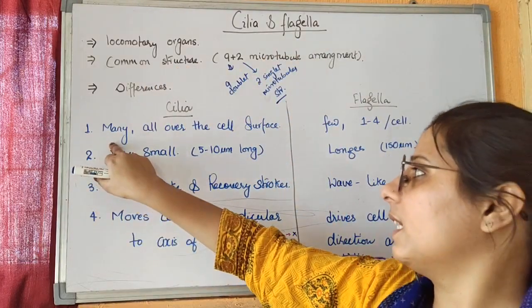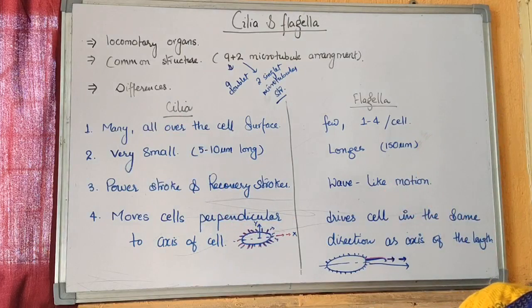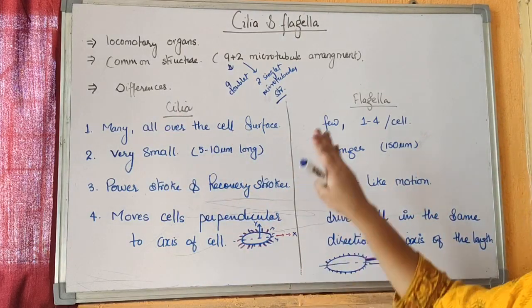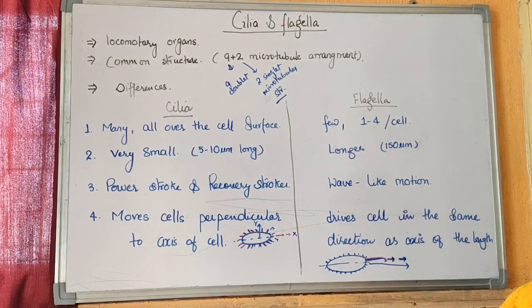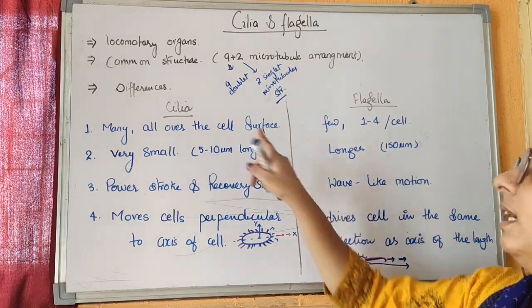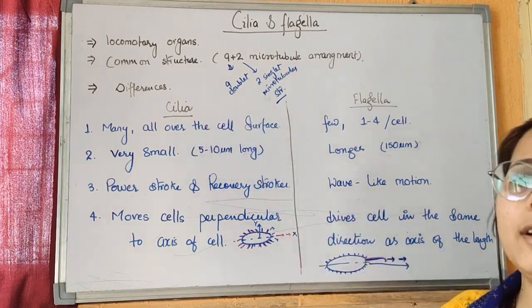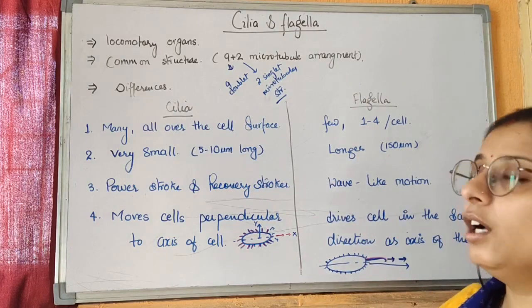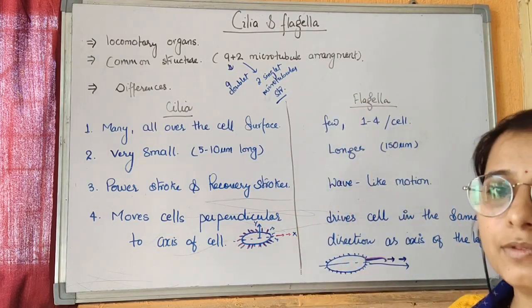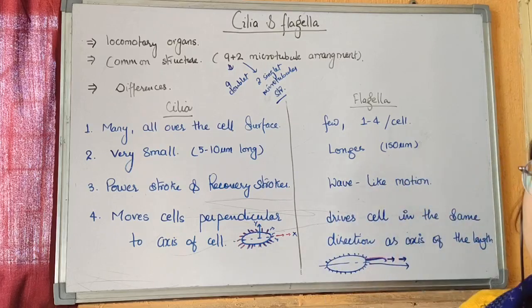The first difference is that cilia are many in number and they are present all over the surface of a cell, while flagella are fewer in number and they vary from 1 to 4 per cell. Cilia are very small and have a length of 5 to 10 micrometer, while flagella have a length of approximately 150 micrometer.